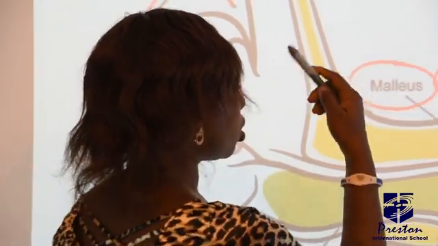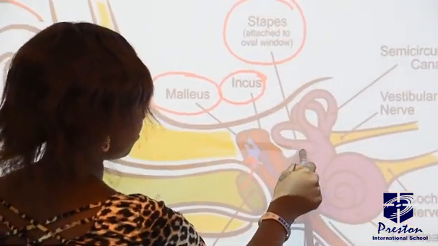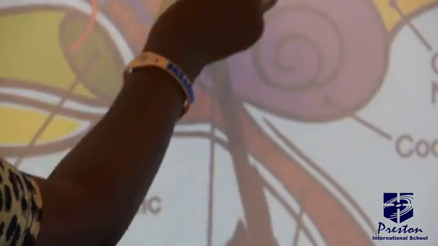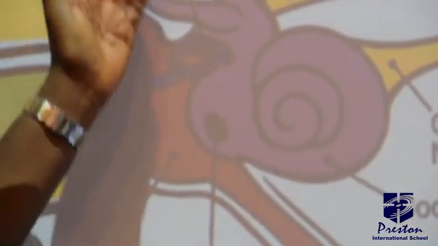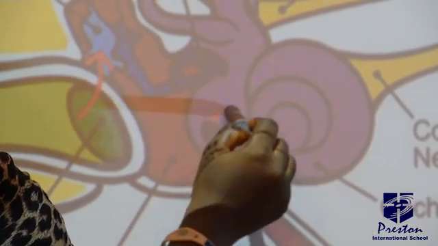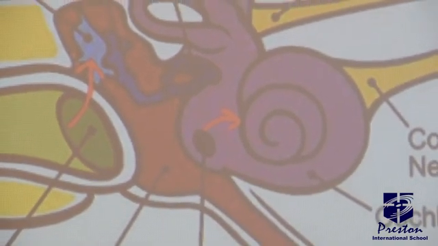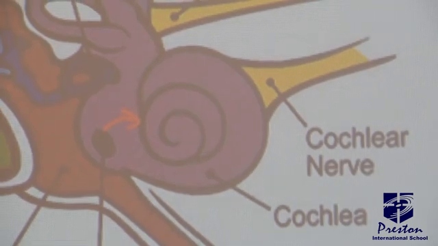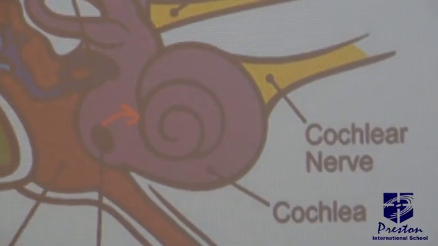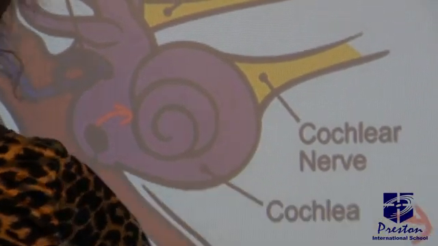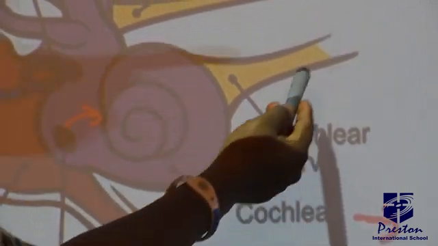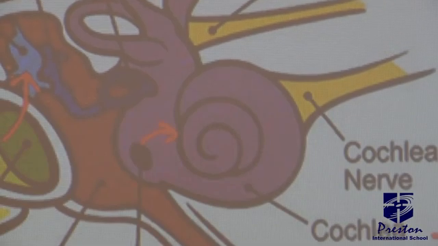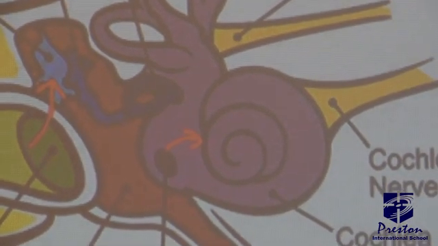Now these sound waves continue their journey from the stapes to the round window, and this round window links the sound waves to the cochlea, and the cochlea is a snail-shaped structure in the ear. It is responsible solely for hearing. Then the cochlea has a cochlear nerve through which the impulses generated in the ear are sent to the brain.